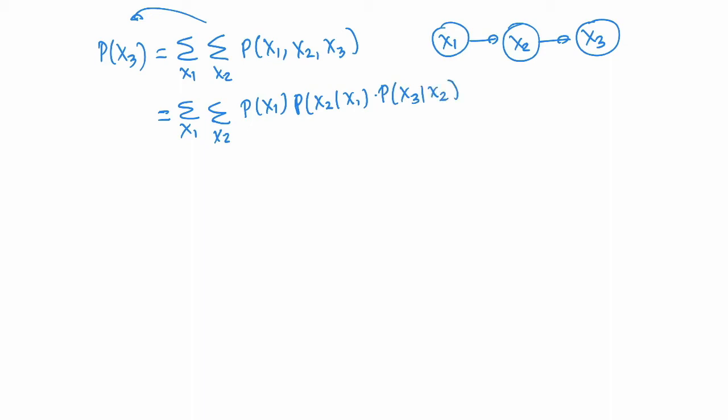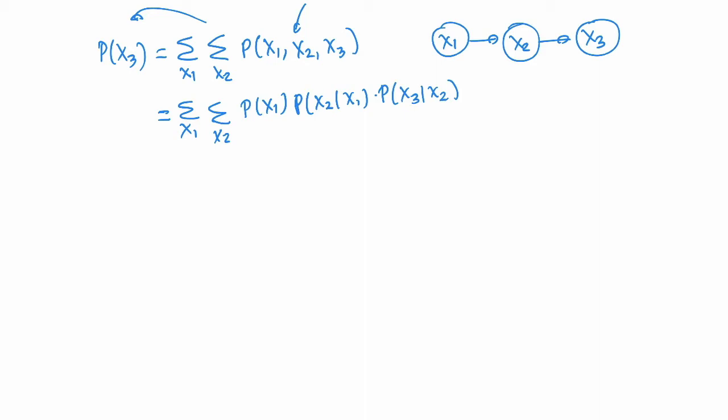And as we do that, we're going to avoid building a table as large as this. So we do the factorization, and the variable elimination algorithm tells us that we can move the summations just to the relevant terms.